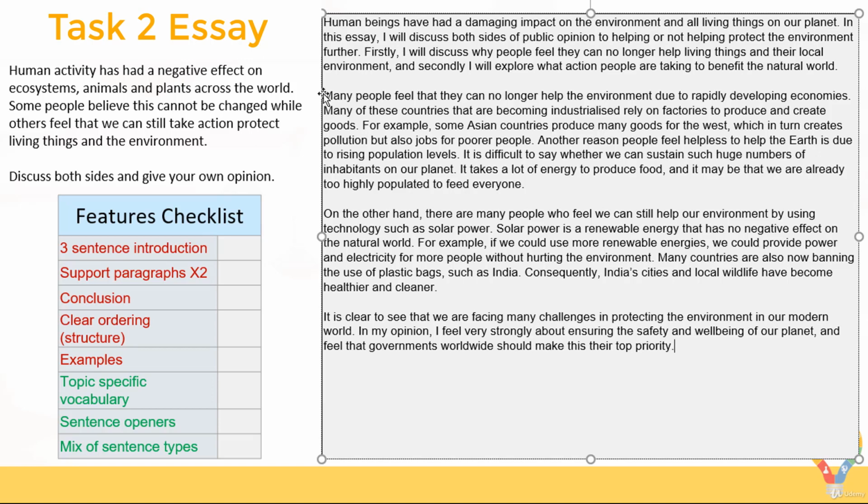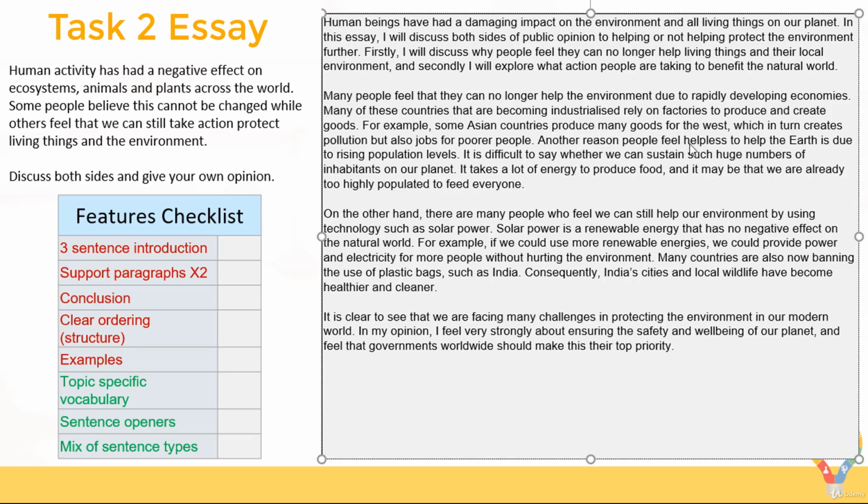Let's read back from our first body paragraph here. Many people feel that they can no longer help the environment due to rapidly developing economies. Many of these countries that are becoming industrialized rely on factories to produce and create goods. For example, some Asian countries produce many goods for the West, which in turn creates pollution, but also jobs for poorer people. And let's move on to my second point.